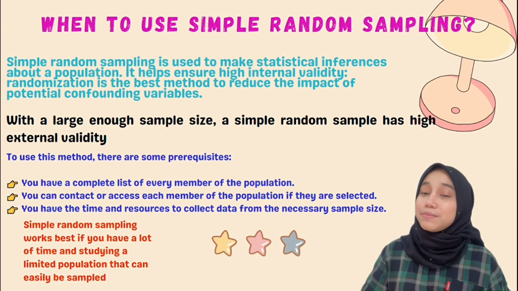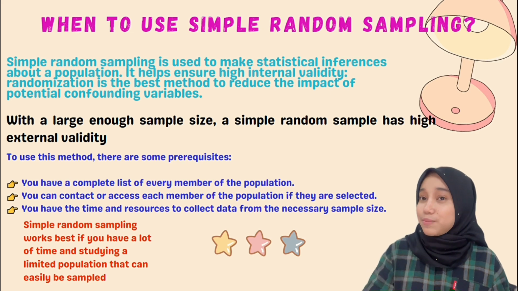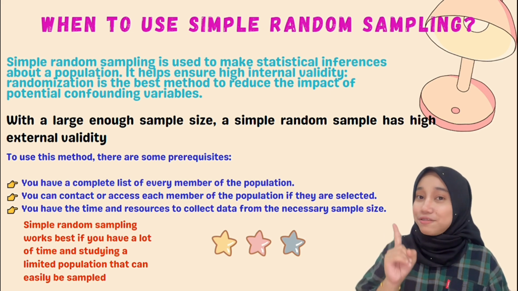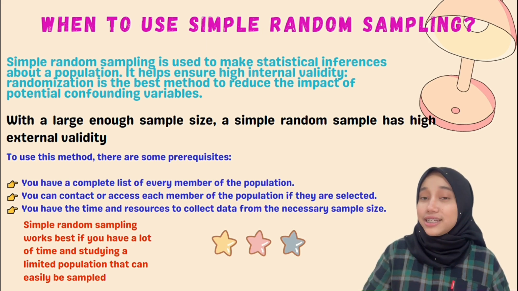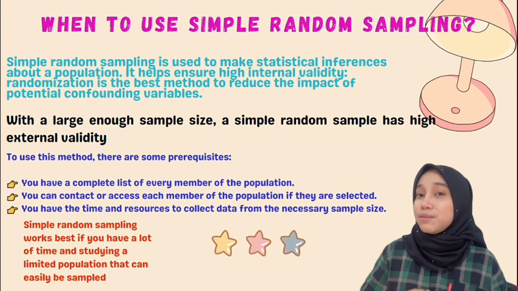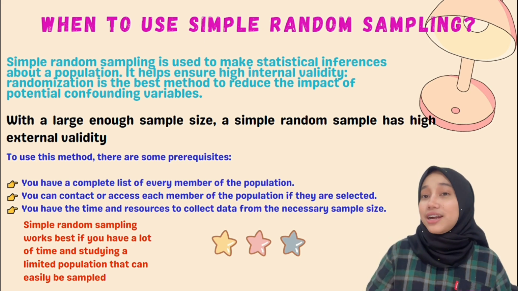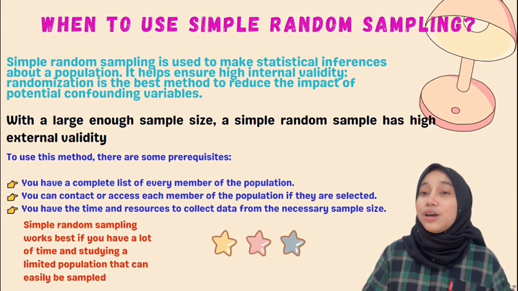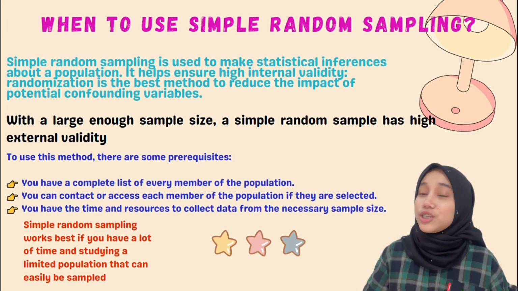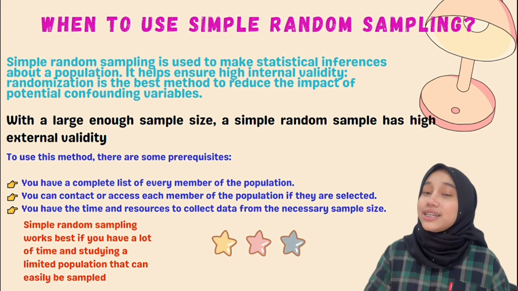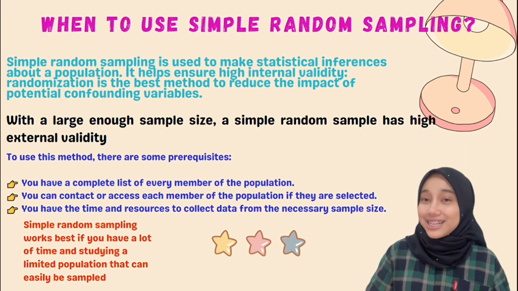However, simple random sampling can be challenging to implement in practice. To use this method, there are some conditions. First, you have a complete list of every member of the population. Second, you can contact or access each member of the population if they are selected. And lastly, you have the time and resources to collect data from the necessary sample size. Simple random sampling works best if you have a lot of time and resources to conduct a study, or if you are studying a limited population that can easily be sampled.